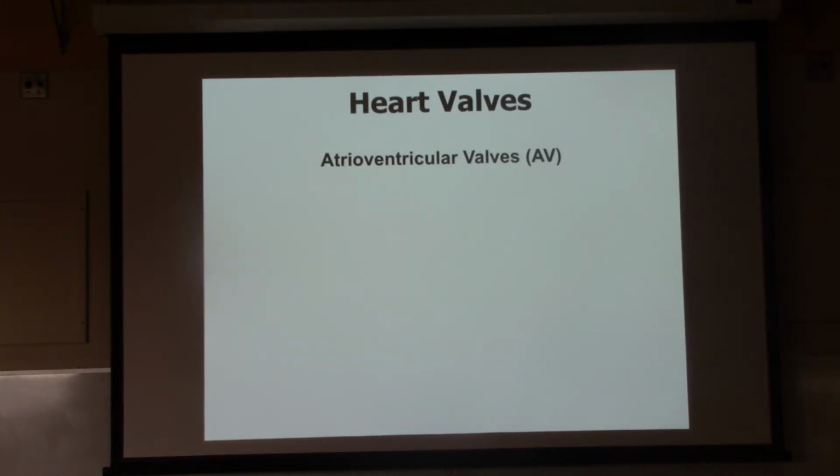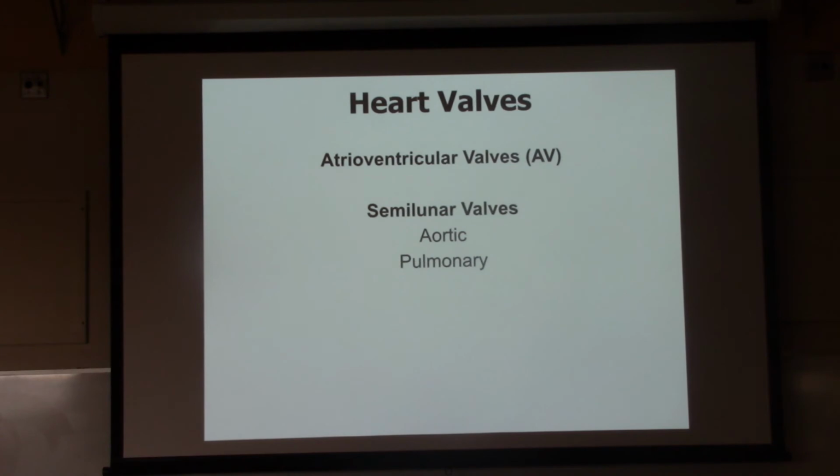The other set of two valves are the semilunar valves. So we have two of these, one on the right side, one on the left side. And each semilunar valve has its own name, referencing where blood is going. So the aortic semilunar valve is a valve between the left ventricle and the aorta. The aorta is that first main artery in the systemic circulation. It's our largest artery, the aorta.